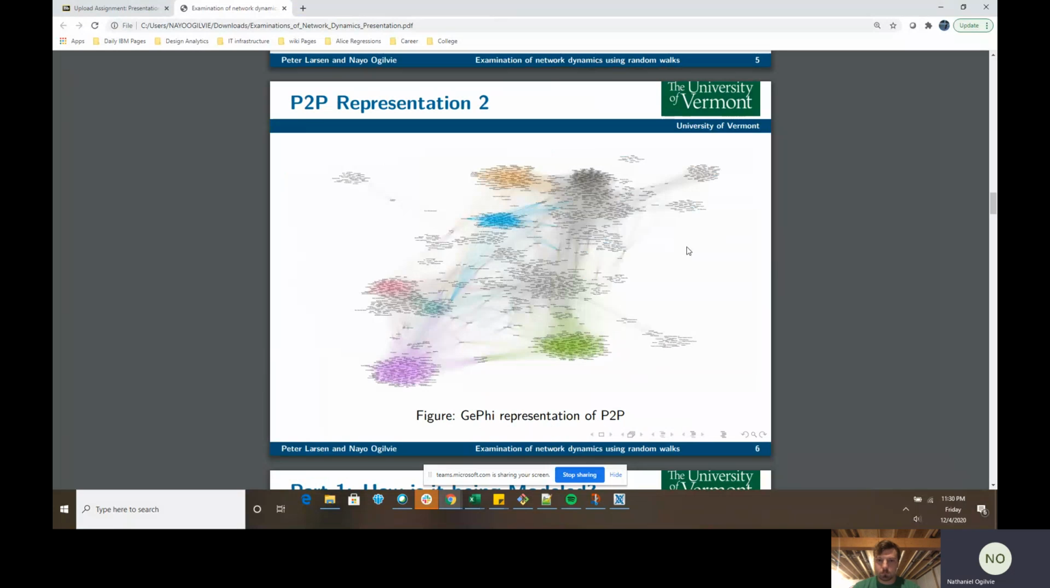Next, we have the Gephi representation of that, where it's hard to see in this image, but there's the names of all of those characters that interact with each other. And the colors within this represent the different groups that they're a part of.